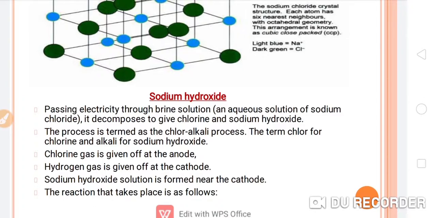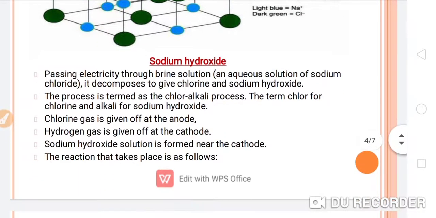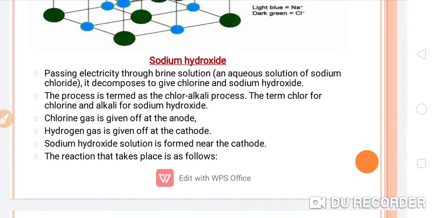This is the first compound which we can form from sodium chloride, that is sodium hydroxide. So let's discuss sodium hydroxide. Passing electricity through brine solution. And what is brine? I have already stated what brine is. Passing electricity through brine solution, that is an aqueous solution of sodium chloride. This is a saturated solution of sodium chloride.